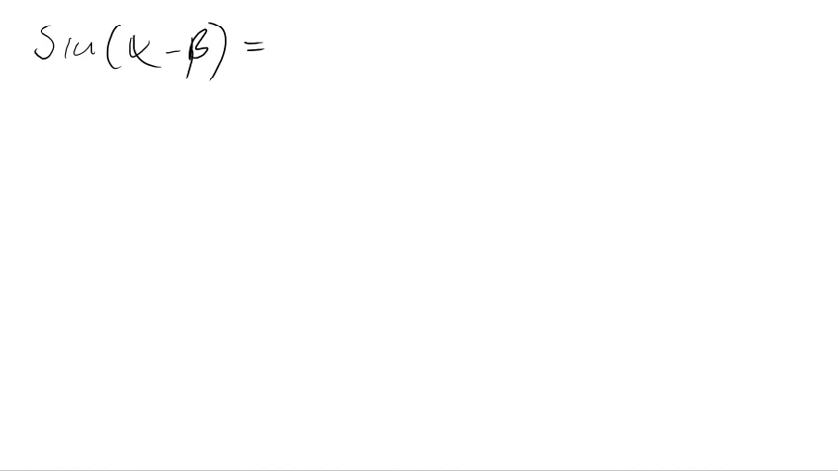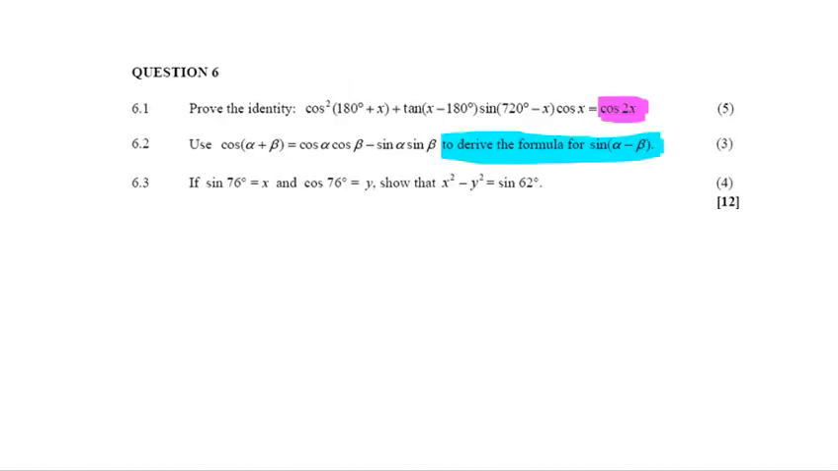For this one, you go to the formula sheet. You're going to have cos 90 minus. So you check what we want to achieve. What we want to achieve is cos of alpha plus beta.